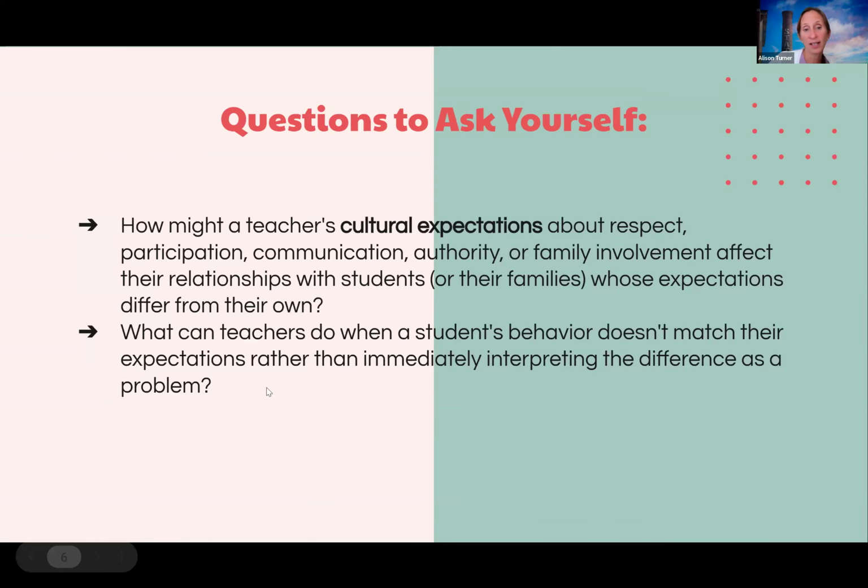So, secondly, what can teachers do when a student's behavior or the parent's behavior doesn't match their expectations rather than immediately interpreting the difference as a problem? So, actively resisting that deficit perspective. And instead of that deficit perspective, seeing it as a problem, what can teachers do instead? So perhaps you have an example you could share from your own teaching or your own background, or think through what you might do in the future as a teacher.